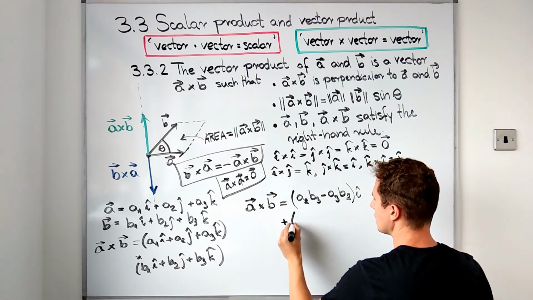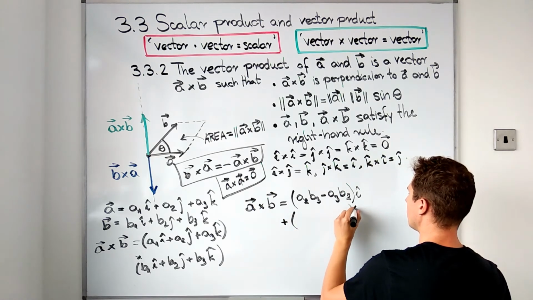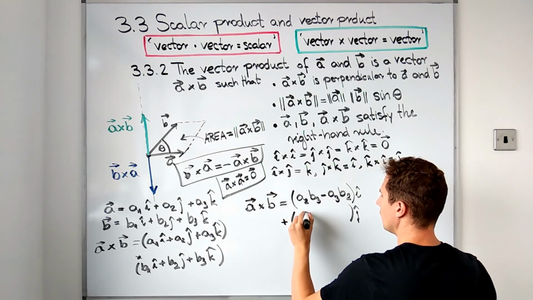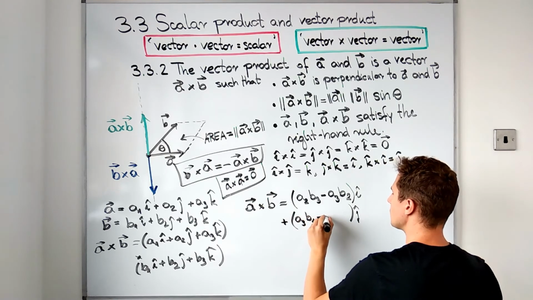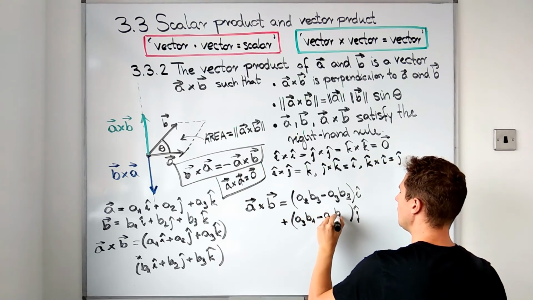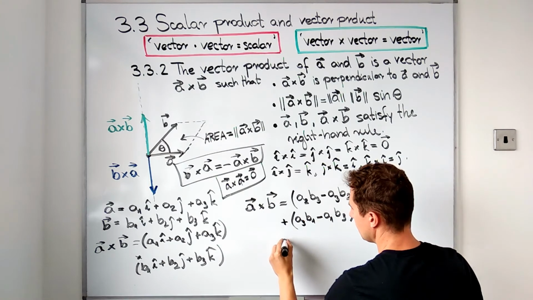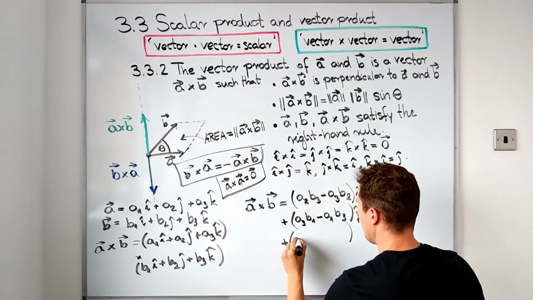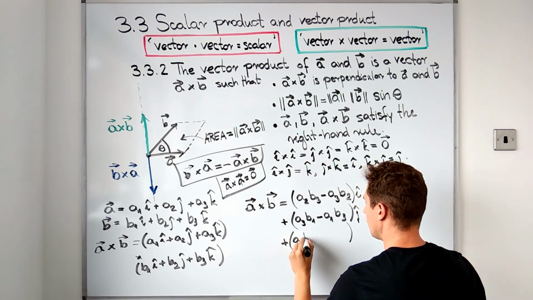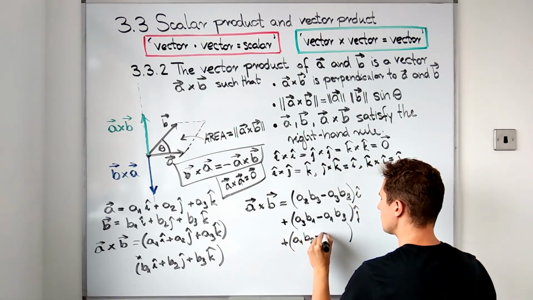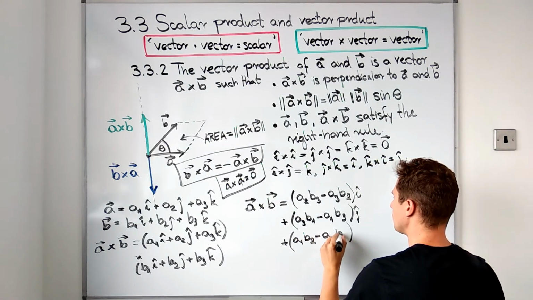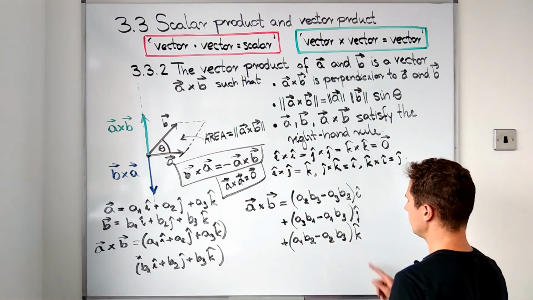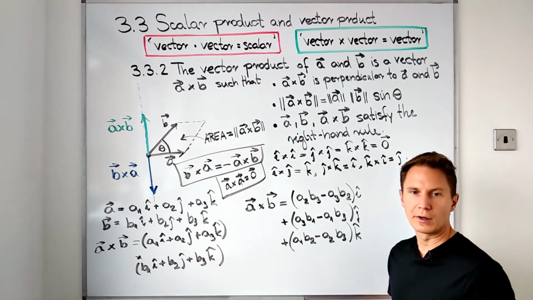Then the next coordinate for our vector product is going to be a₃ times b₁ minus a₁ times b₃. And finally, we'll have a₁ times b₂ minus a₂ times b₁. So this is the 3rd coordinate of our vector product, and that is what multiplies the unit vector k hat.